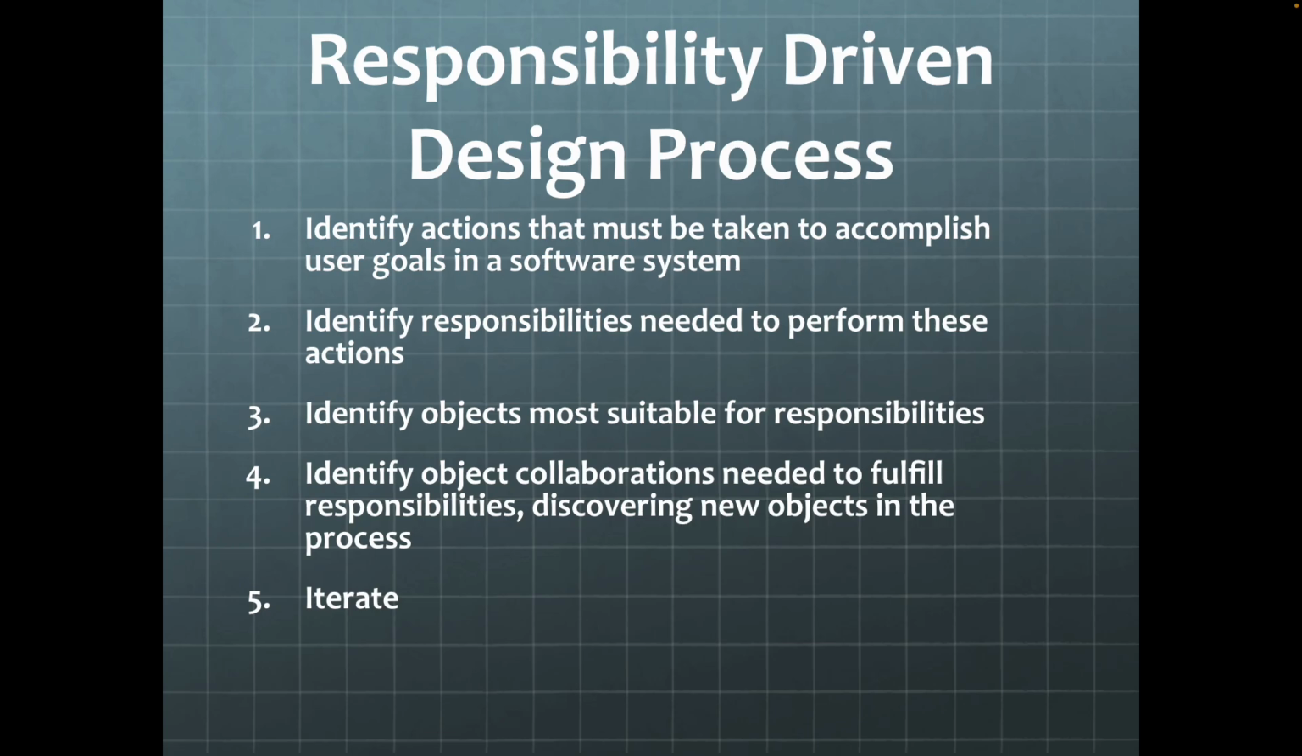Once you've come up with that, you start with a goal, and then you break it into actions, and then responsibilities, and then objects, and then collaborations, and then you've solved part of the puzzle. Then you iterate: you go back to the beginning and start with a different goal. And again, you break it down, break it down, break it down, till you come up with new additional objects. So you keep iterating over and over till you've solved the entire software system with this approach.